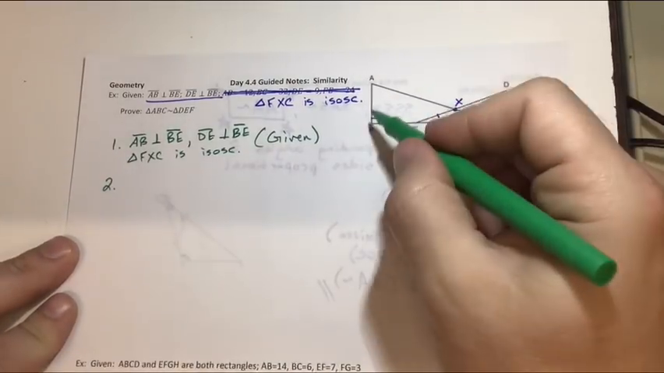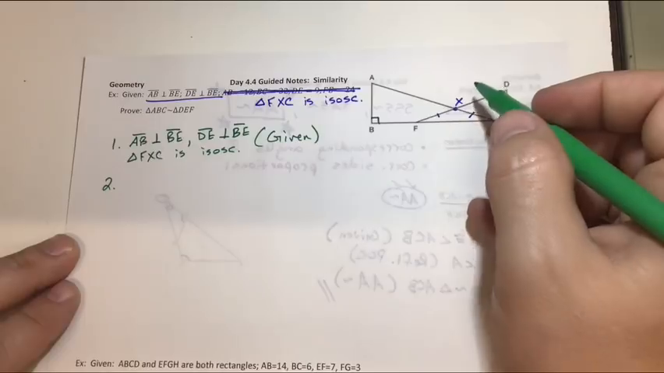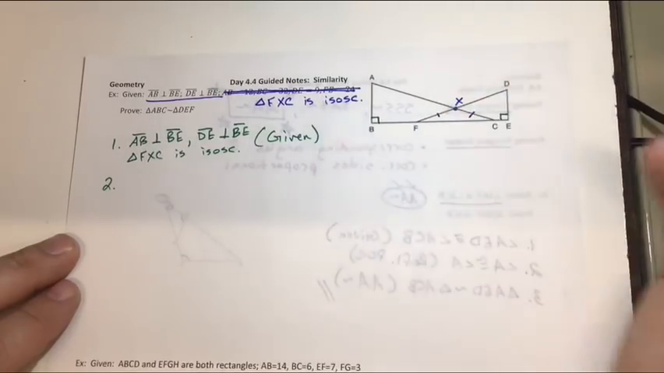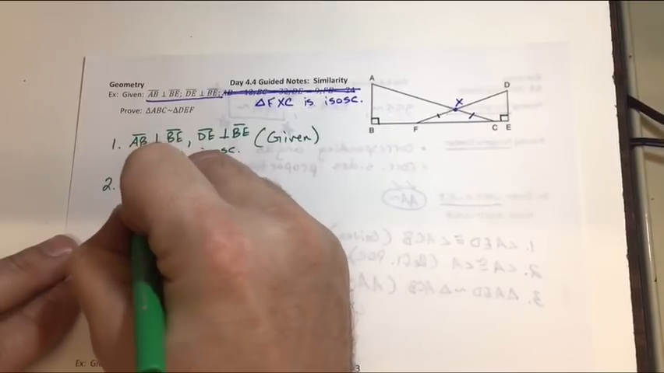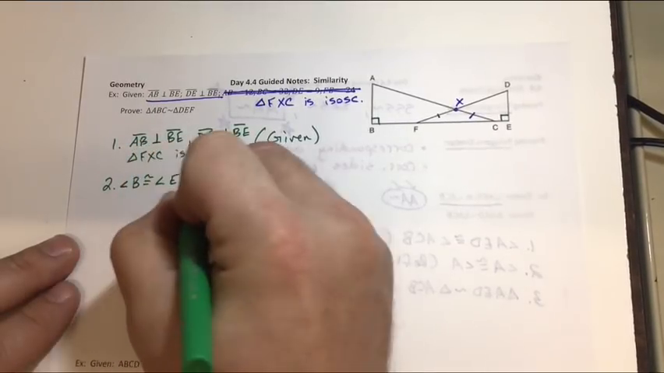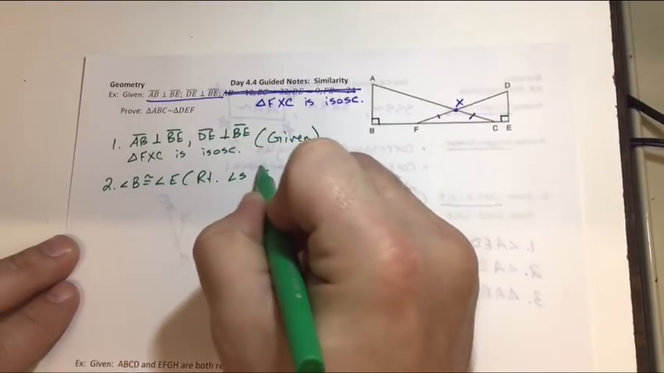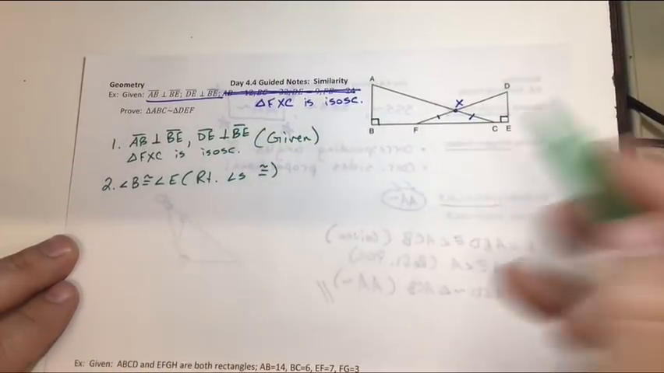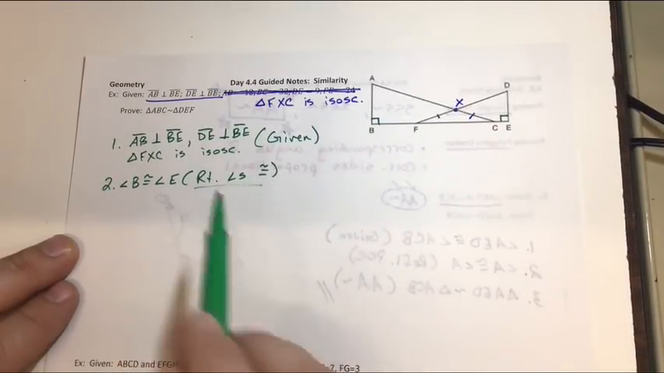Well, from the first pair of givens that these are perpendicular, that creates congruent right angles. Since these are both right angles, all right angles are congruent. So I can just say angle B is congruent to angle E because right angles are congruent. That's a reason you can use in a proof. Anytime you're saying that right angles are congruent to each other, you just write right angles congruent.